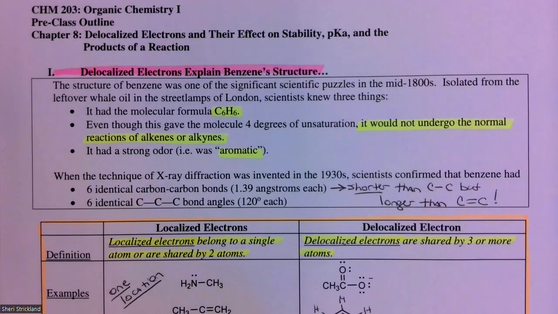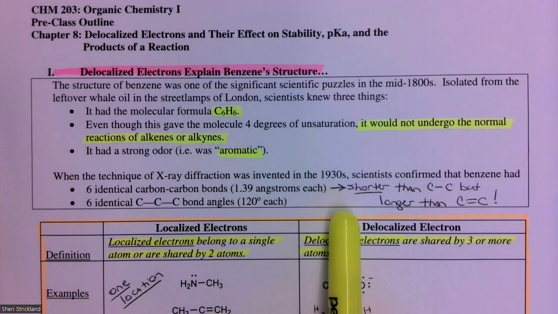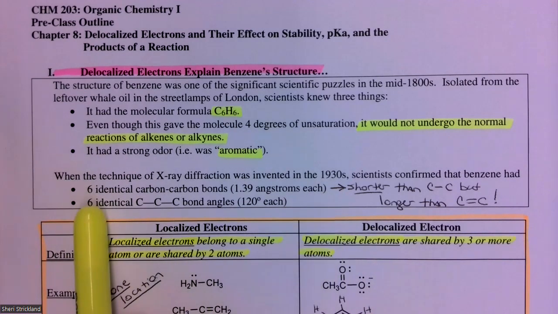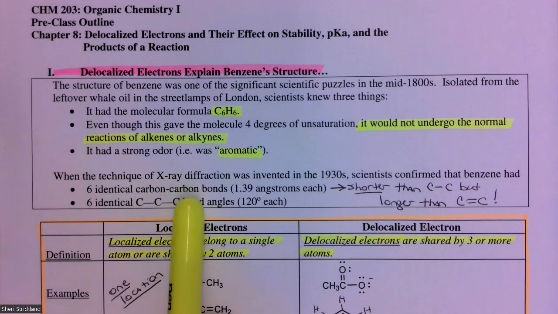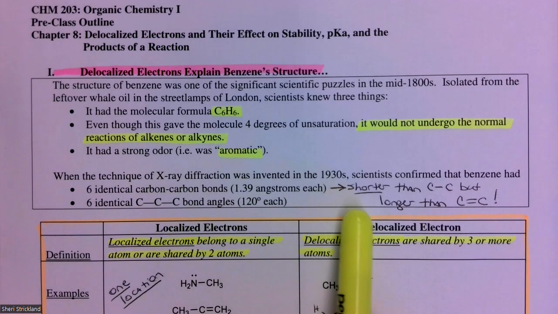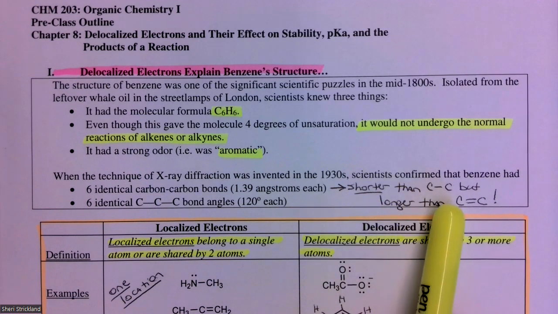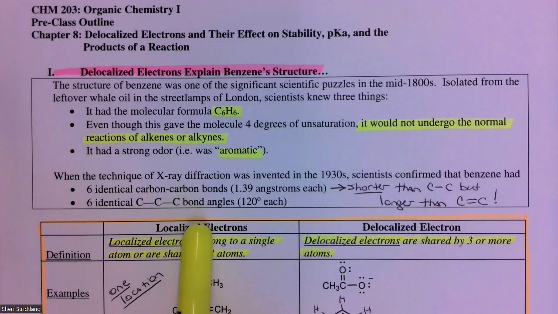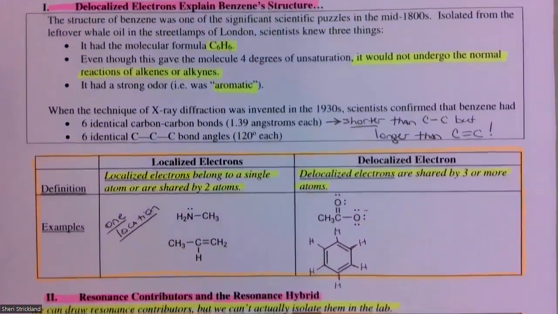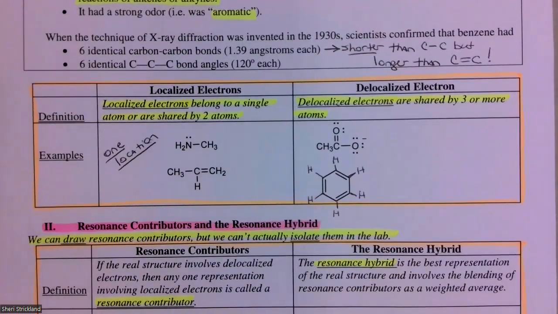Now, when X-ray diffraction was invented in the 1930s and people could look at experimental data that would give them bond angles and bond lengths, they found that benzene had 6 identical carbon-carbon bonds. And here's the measurement. The interesting thing was that it was shorter than a carbon-carbon single bond, but longer than a double bond. It was somewhere in between, which was weird. It also had 6 identical carbon-carbon-carbon bond angles, 120 degrees each. So the concept of localized electrons and delocalized electrons was born.